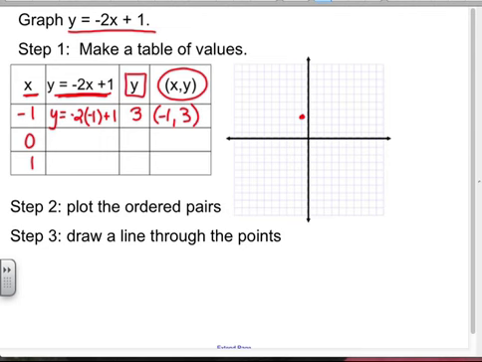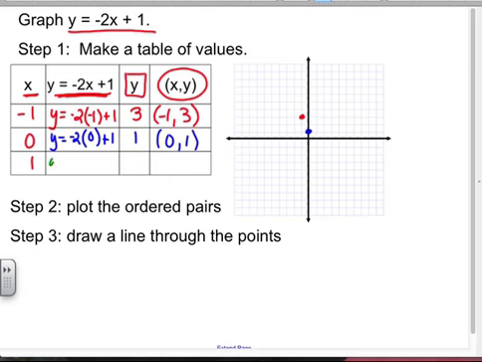I'll do the next one in blue. Y equals my negative 2 times my x, which is now a 0, plus 1. Negative 2 times 0 is 0. Add 1 is 1. That ordered pair is 0, 1. I'm going to plot that. That's right there.